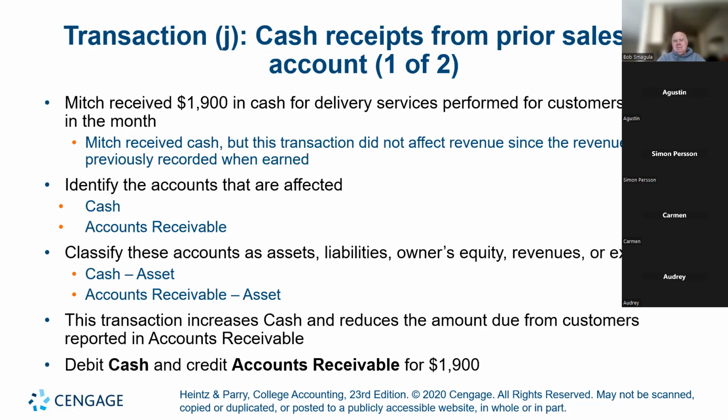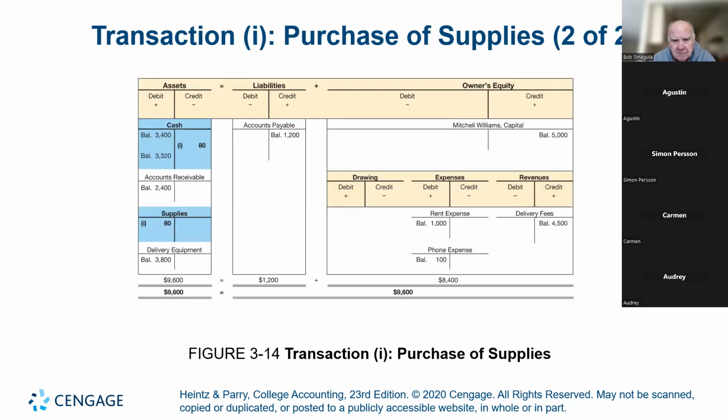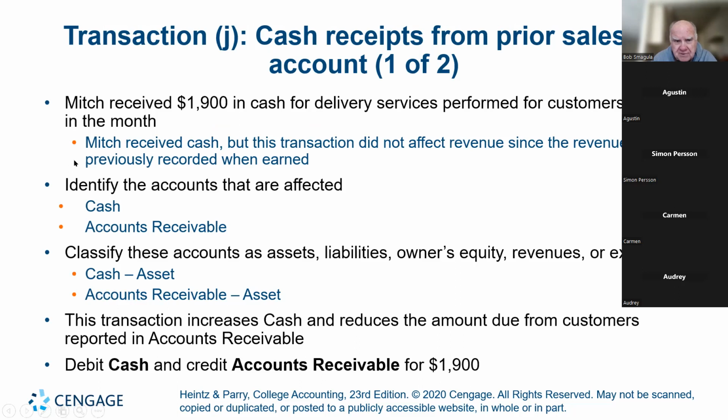Cash receipts from prior sales on account. Let's back up then. Let's look at our accounts receivable. How much is the balance? $2,400, right, guys? $2,400. What happened a few days later? We received $1,900 in cash.